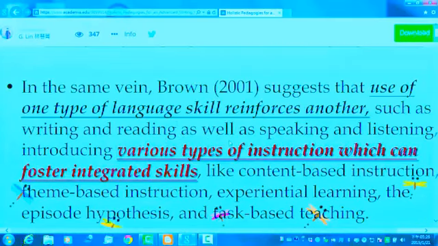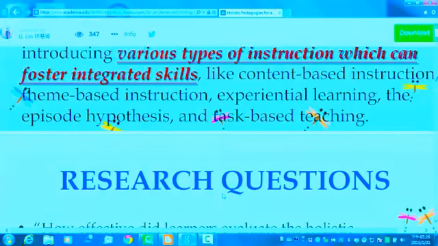In the same vein, Douglas Brown in 2001 suggests that the use of one type of language skill reinforces another, such as writing and reading as well as speaking and listening, introducing various types of instruction which can foster integrative skills, like content-based instruction, scene-based instruction, experiential learning, the episode hypothesis, and text-based teaching, all of which include various types of skills.